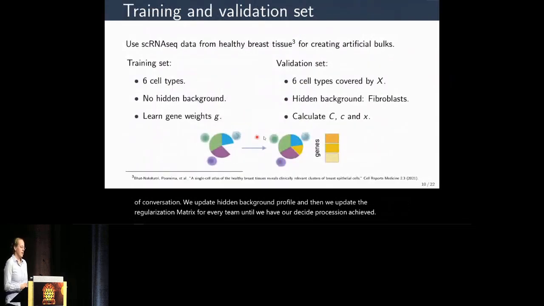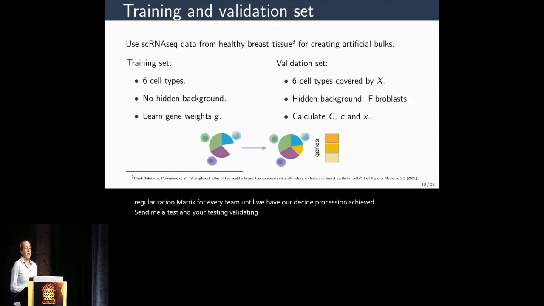Then we are testing and validating this. First we start with the training and validation set. Here we use healthy single cell data of breast tissue, and we create artificial bulks. In our training data, we have 6 cell types and no hidden background, and we use this to learn our gene weights. With these gene weights and the reference profiles, we go to the validation set where we have the same cell types included, and in addition fibroblasts, and then calculate the cell type distribution, the contribution of the hidden background, and the profile of the hidden background.